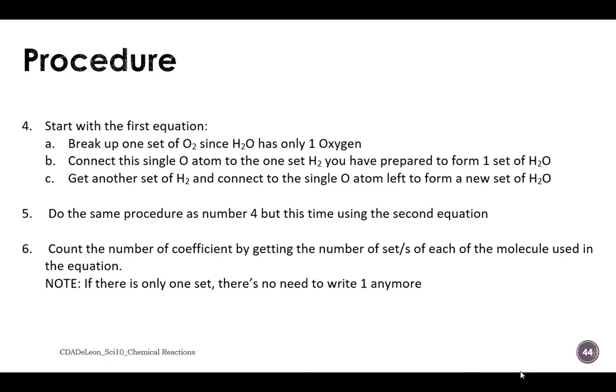We will continue our procedure for the activity. Procedure number 5, do the same procedure as number 4, but this time using the second equation. Number 6, count the number of coefficients by getting the number of set or sets of each of the molecules used in the equation. Note, if there is only one set, there's no need to write 1 anymore.